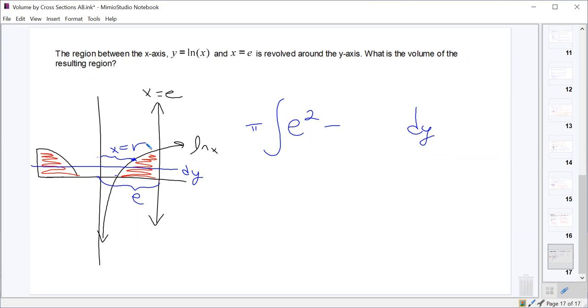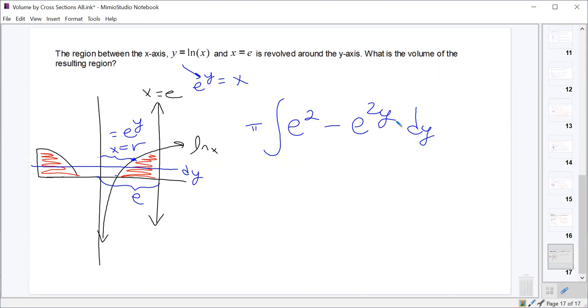Can I just put in minus x squared? Put it in terms of y. How do I do that? I go up here. e to the y equals x. Right? We exponentiate. So we know that x is e to the y. So our inner radius is e to the y. And if I square it, e to the y squared is just e to the 2y. Okay. We're doing it in terms of y.